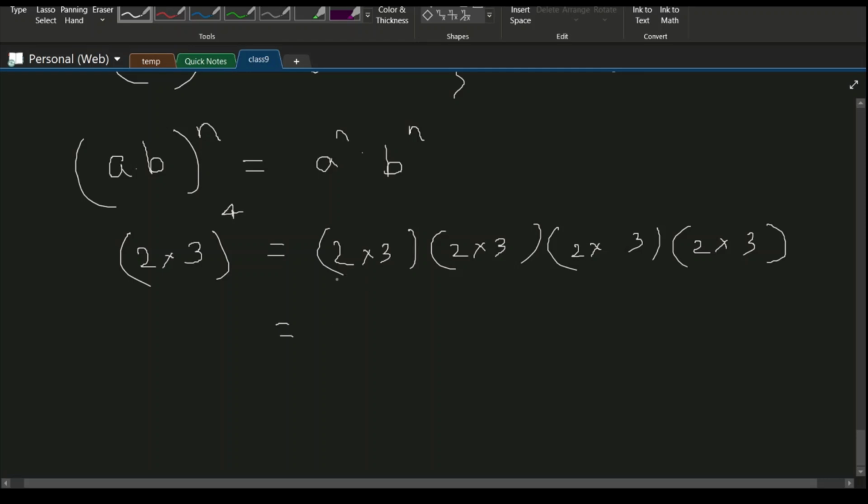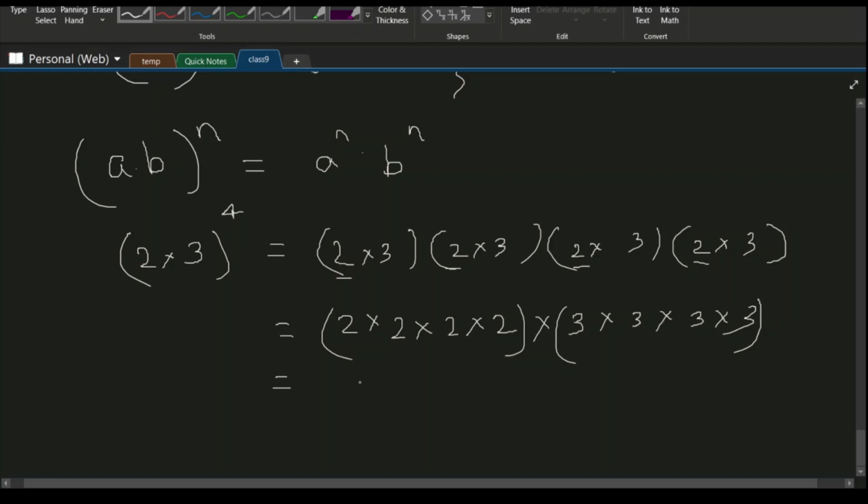And now what we can do is collect all the 2's in one place. 2 times 2 times 2 times 2. There are 2's 4 times. And then 3 is also how many times? 4 times, right? So now if I draw a bracket like that, the answer is not going to change, and this can be written as 2 raised to the power 4 times 3 raised to the power 4.